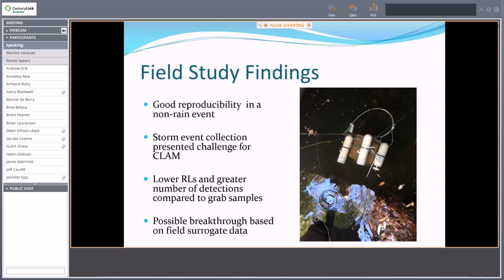In general, there was good reproducibility in the rain events and the non-rain events, but the storm event did present some challenges that would require the field crew to do a little more work. The CLAM resulted in lower detection limits and a greater number of detections compared to the grab samples. And based on our surrogate data, we did see that there was possible breakthrough or compound loss in those field surrogates upon deployment. So that was something to note.